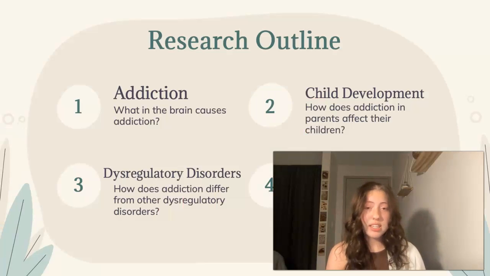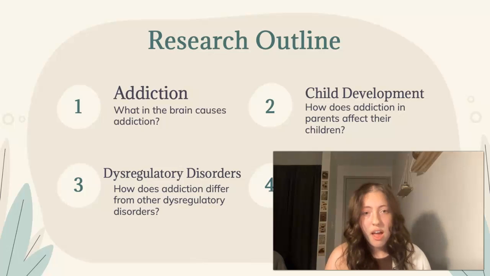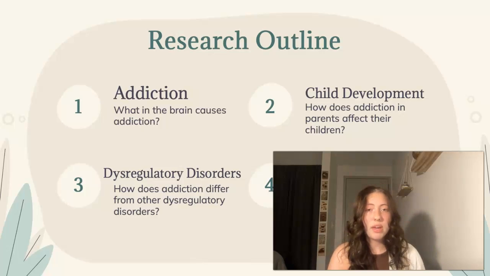So these are 4 points that I thought were important when I went into actually researching, finding my articles and stuff. So first, addiction. My main question for this was, what in the brain causes addiction? And then two, child development. How does addiction in parents affect their children, their futures? Dysregulatory disorders. How does addiction differ from other dysregulatory disorders like anxiety, depression, stuff like that? And then social disorders. How does addiction affect social relationships and people who have struggled with addiction?